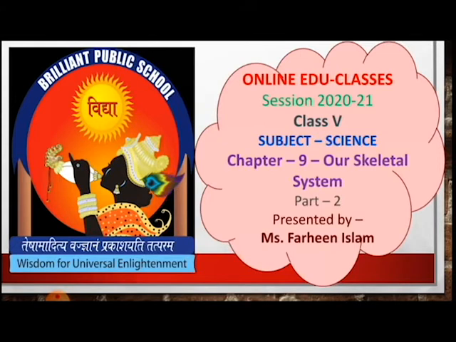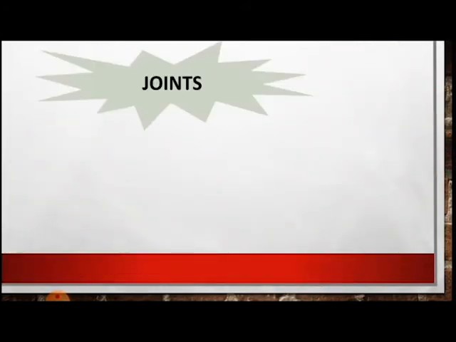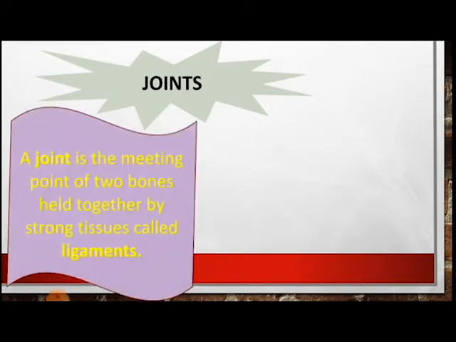So today, let's continue chapter 9, our skeletal system part 2. I am sure you all must have seen many joints in your body. Let's understand what they are. A joint is the meeting point of two bones held together by strong and flexible tissues called ligaments.